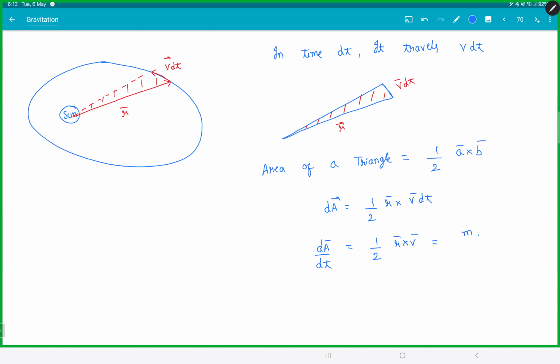Multiply and divide by mass. So it will become m r bar cross v bar by 2m. m r cross v bar is what? It's the angular momentum. This is angular momentum by 2m, and this is a constant thing. So this dA by dt is called areal velocity. This is the amount of area covered per unit time.